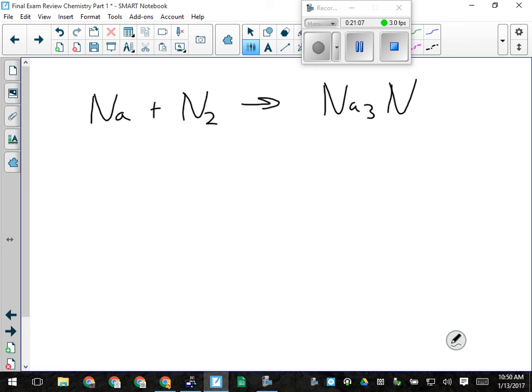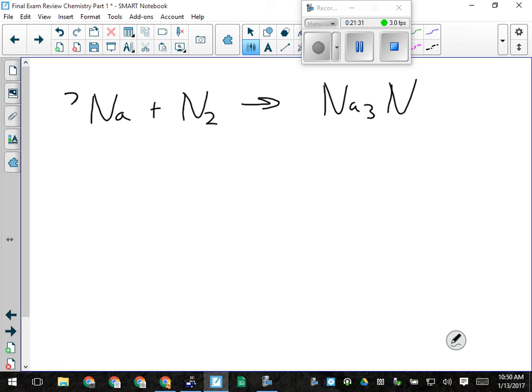Okay, so we got a synthesis reaction where sodium is reacting with nitrogen to produce sodium nitride. I always want to balance what's in the largest number, as long as it's not a combustion reaction, which I balance alphabetically. I'll do one of those after. So I'm going to start with sodium because it's present in the largest number. There's three over here, and there's only one over here.